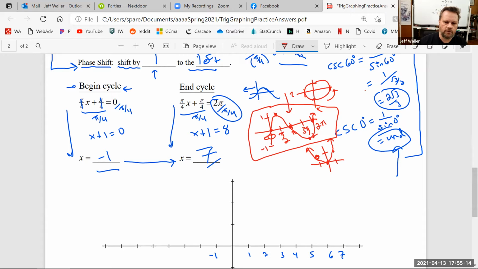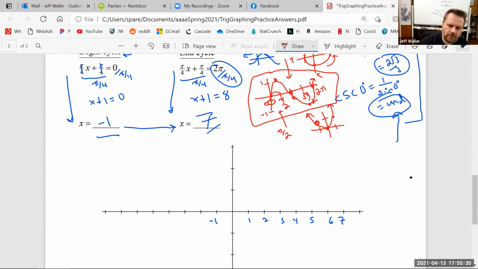All right, so can somebody tell me how big the steps are going to be? Normally the steps are pi over 2. Everybody with me? Normally the steps are pi over 2, because I normally go from 0 to 2 pi in 4 steps. So if I do 2 pi divided by 4, this tells me how big each step is going to be.